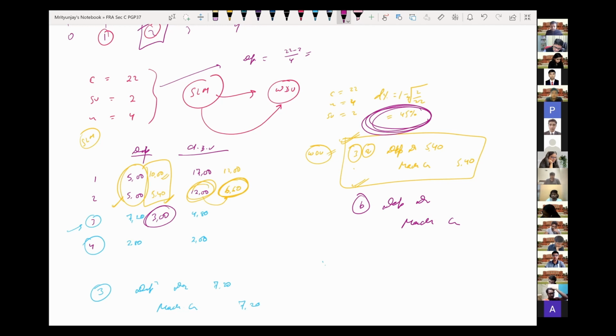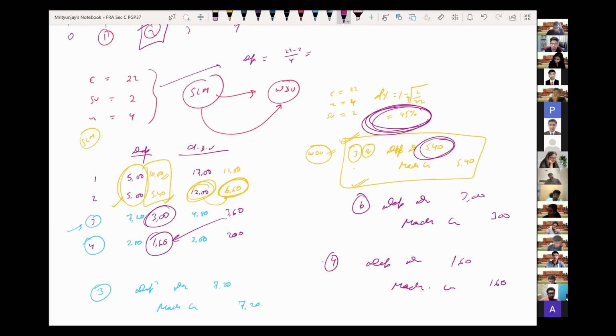So we would be left with how much? We would be left with 3,60,000, and at the end we would provide 1,60,000 of depreciation in the last year, which would be about 45% of 360. So the journal entry in year 4 is going to be what? In year 4, the journal entry is going to be depreciation debit and machinery credit. In year 4, the amount is 1,60,000, and in year 3, the regular depreciation is 3 lakh, and a one-time additional depreciation is 5,40,000.